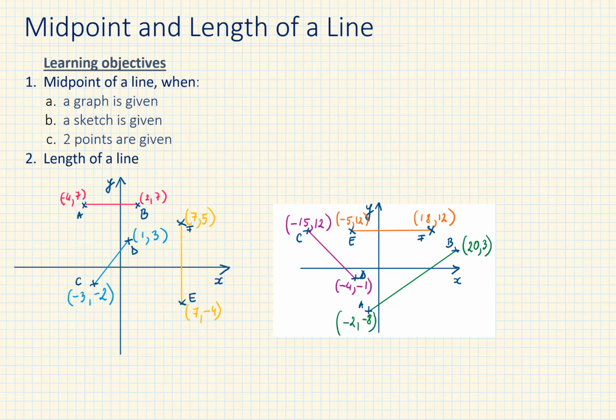In this lesson, we are going to learn how to work out the midpoint and the length of a line. We will look at 3 scenarios for the midpoint: when we have an accurate graph, when we have a sketch, and when we have 2 coordinate points given.